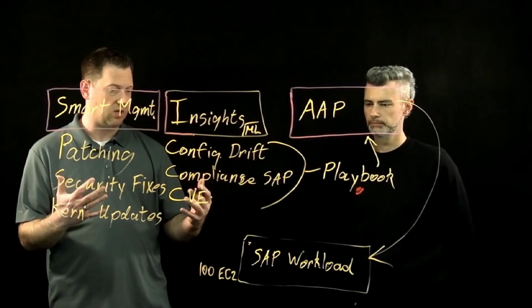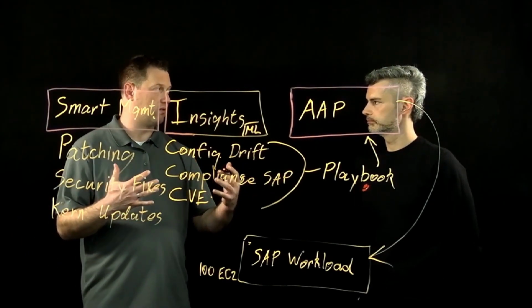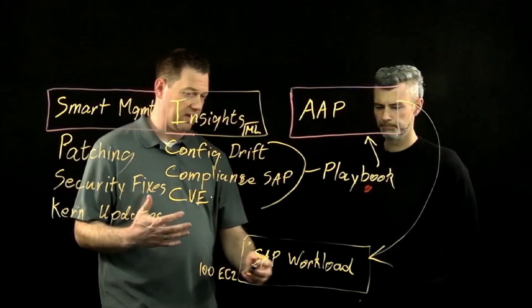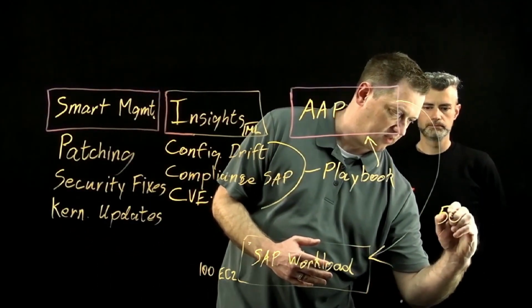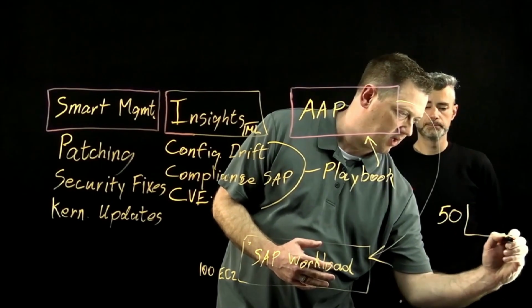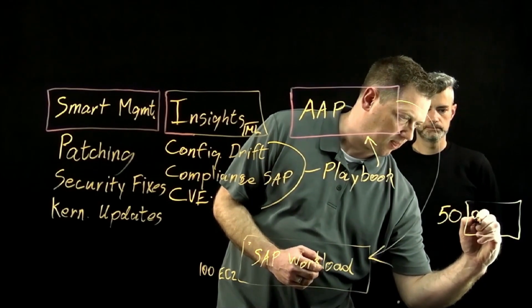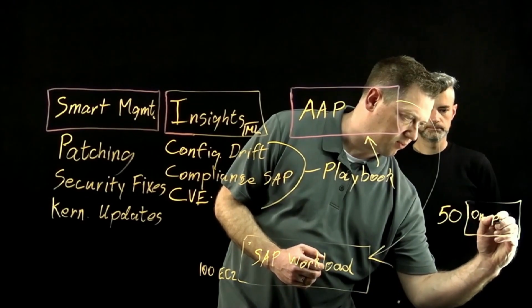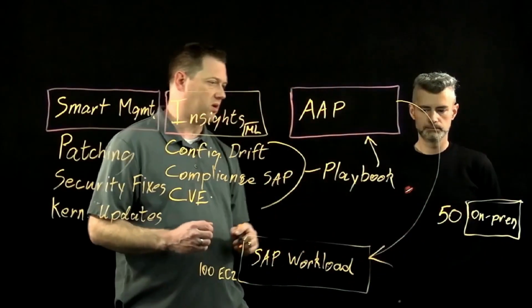Now, for some of the systems, I had a customer the other day who is migrating some of their stuff to Amazon, but they still have, I think they said, like 50 instances that are on-prem. So they're in a hybrid environment. So these are all in their on-prem data center. Can Ansible control those systems as well?